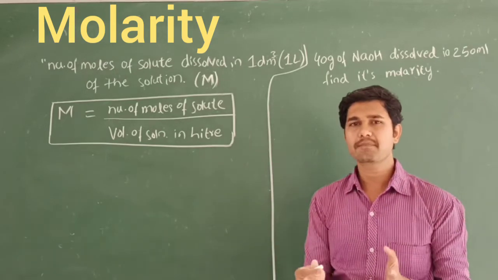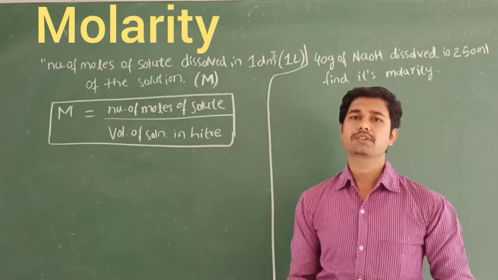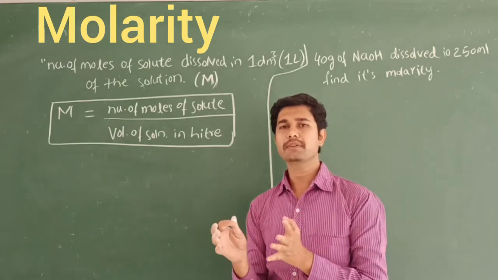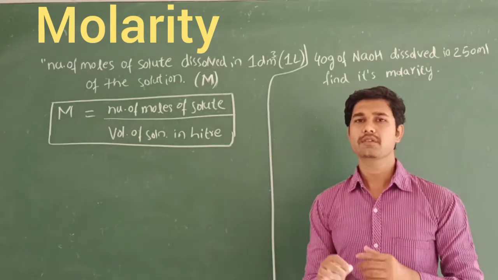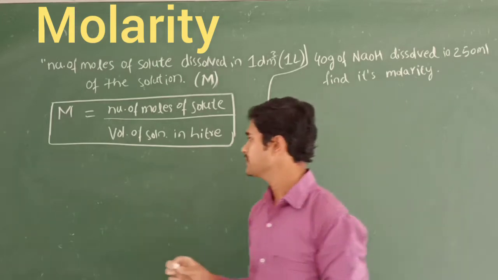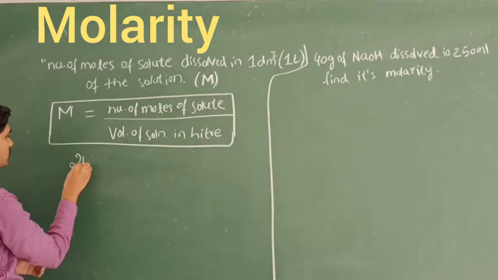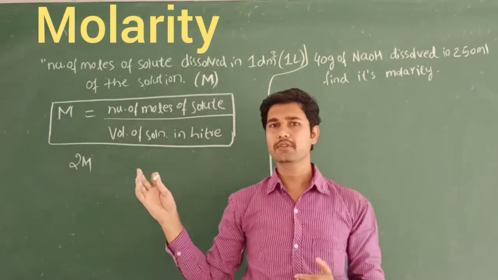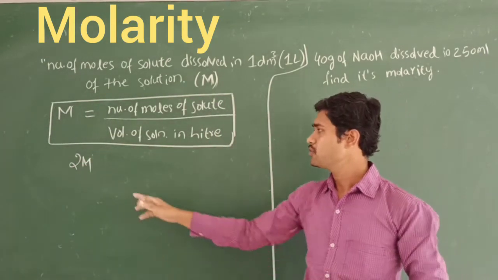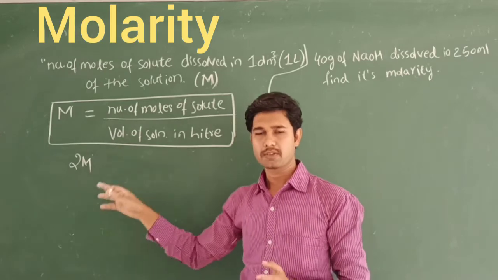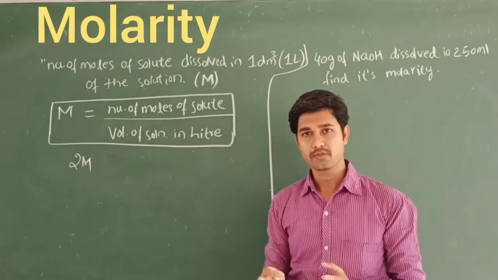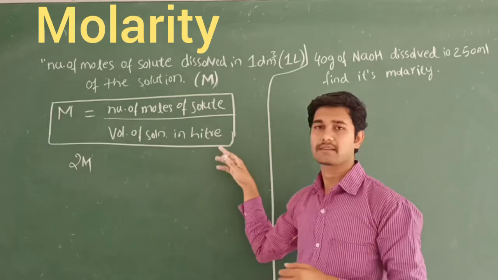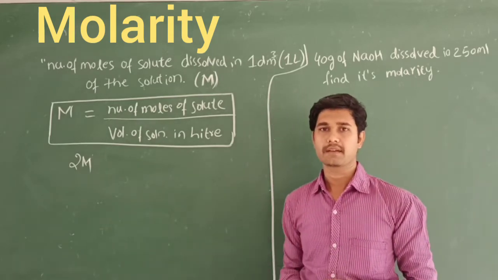So let us take a very simple example. If I take the sugar solution, which is going to be dissolved in the water, right? So the total solution is containing 2 M. How can you tell according to molarity? That is nothing but 2 moles of sugar which is going to dissolve in 1 liter. Like this we are going to calculate here.